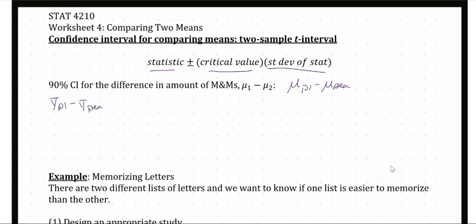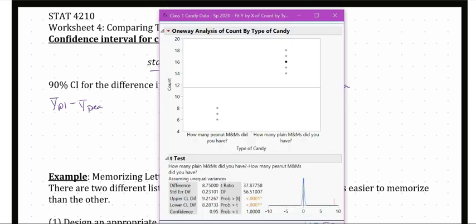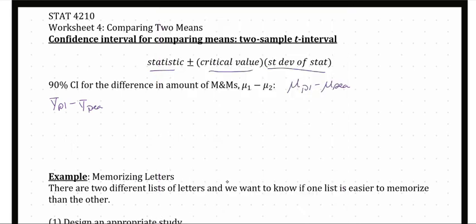We estimated that, just by eyeballing it, to be a sample difference of about 9. In fact, based on our results last time, the true sample difference is 8.75 candies. So on average, we saw 8.75 candies more in the plain pack than in the peanut pack.